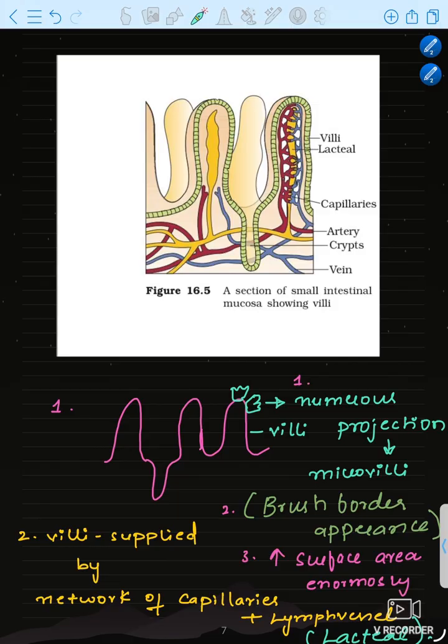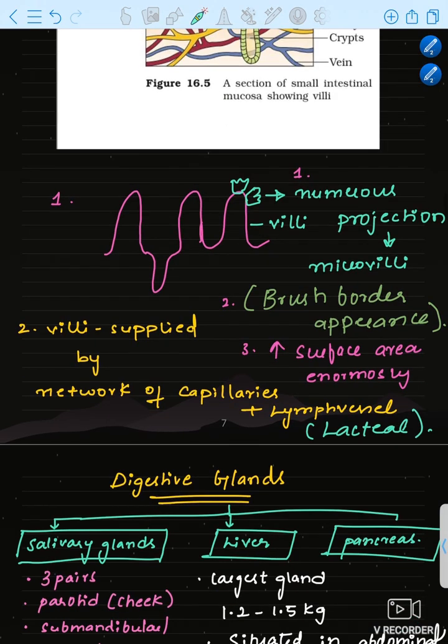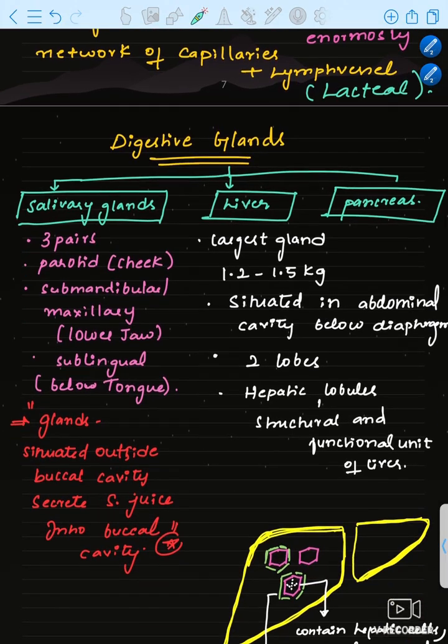You got to know each and every part of the digestive alimentary canal of the digestive system, and cross section. Also you got to know 4 layers: serosa, muscularis, submucosa and mucosa. Now we are going to learn about digestive glands.